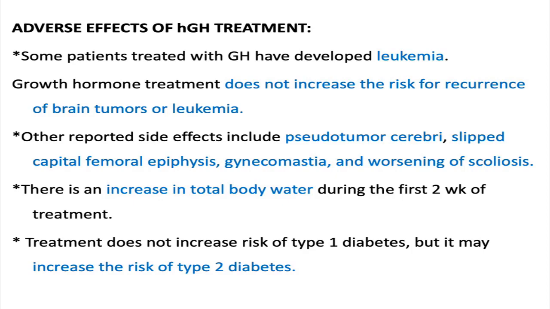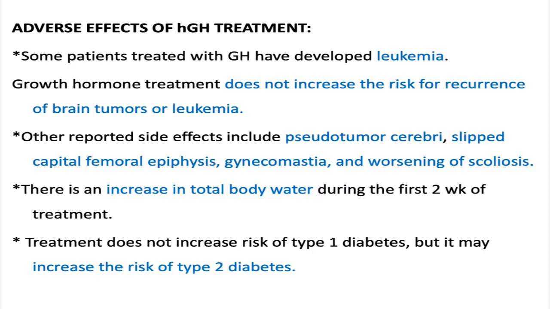Adverse effects of growth hormone. Some patients treated with growth hormone have developed leukemia, but it is not proved that leukemia is because of growth hormone. It is published that it does not increase the risk of recurrence of brain tumor or leukemia. And I saw patients who were cured from leukemia treated with growth hormone for their short stature. Other reported side effects include pseudotumor cerebri, slipped capital femoral epiphysis, gynecomastia, and worsening of scoliosis. So scoliosis is a contraindication for the use of growth hormone treatment.